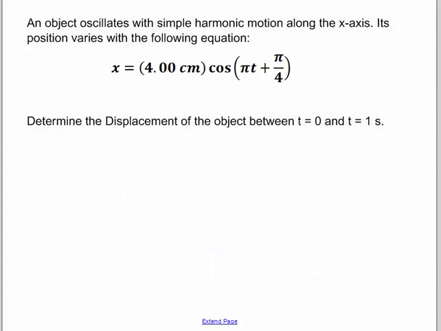Alright, to determine then the displacement of the object between 0 and 1, again we're looking for the displacement, not distance traveled. All we'd have to do is put in 0 here, find out my position, put in 1 here, find out my position, and I would know the displacement between 0 and 1 second.